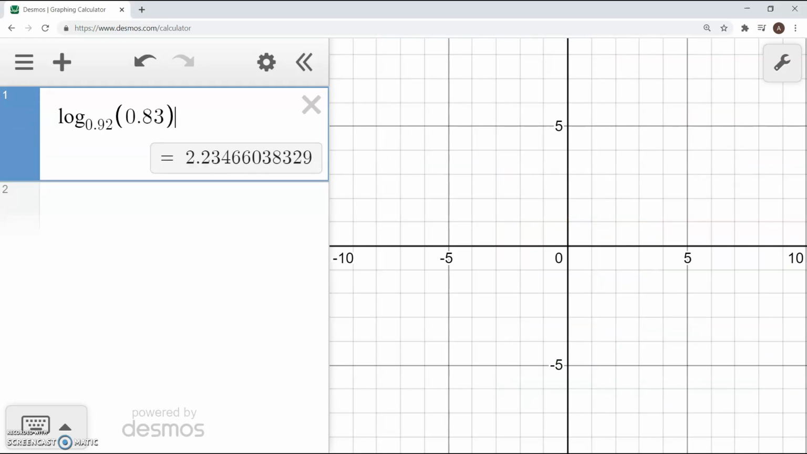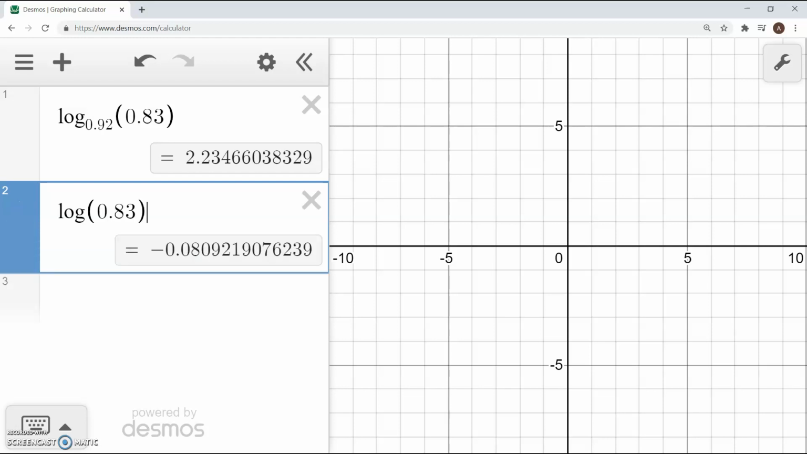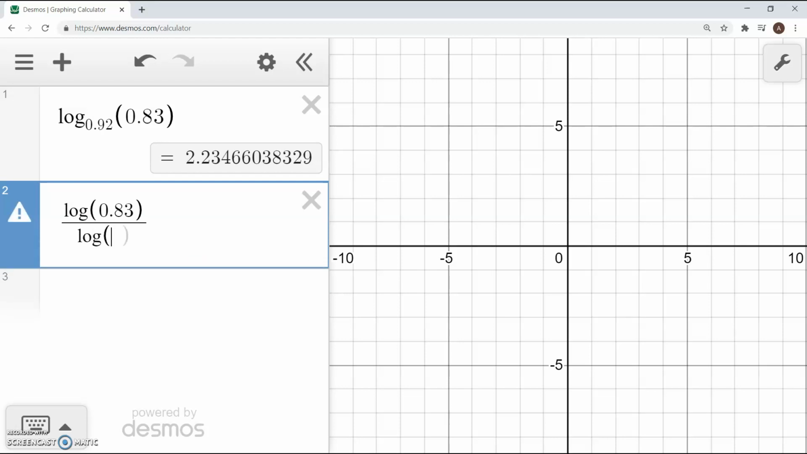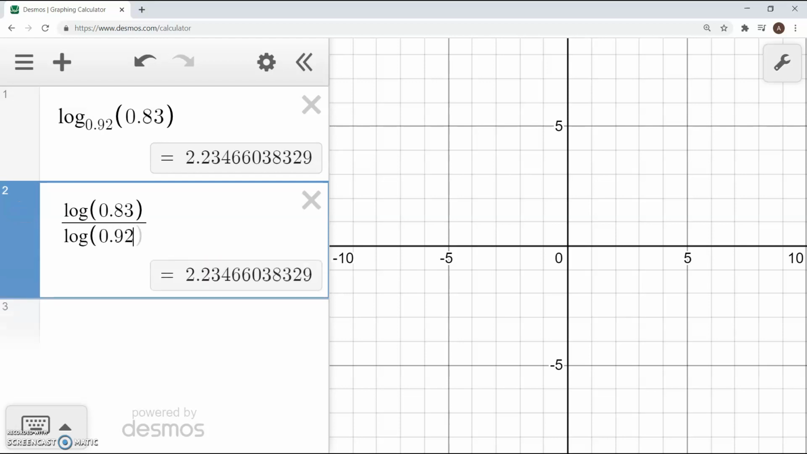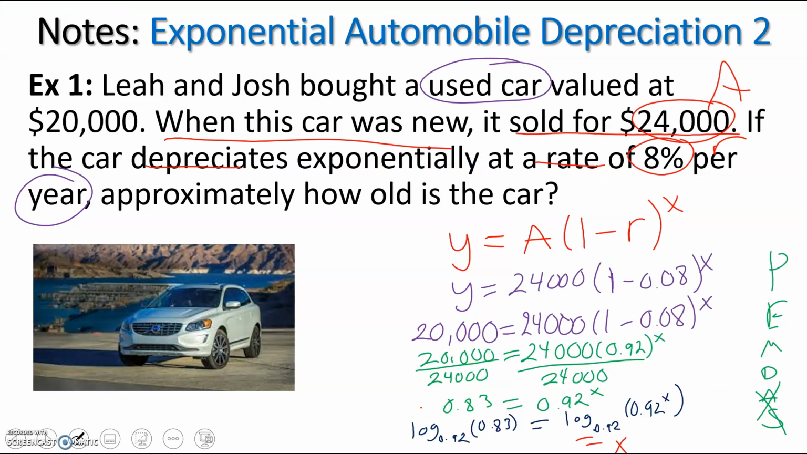Okay, good. Now do note, if you do not have access to Desmos, we can use a traditional calculator and just do our change of base. Remember, for log base 0.92 of 0.83, it's just log of 0.83 over log of 0.92. And you can type that into a traditional calculator and you notice that the values come out the same. So this is about 2.23 years. So we're going to say then that x is 2.23. Now remember, x represents our time in years. So we're going to say when Leah and Josh bought the car, it was about 2.23 years old.